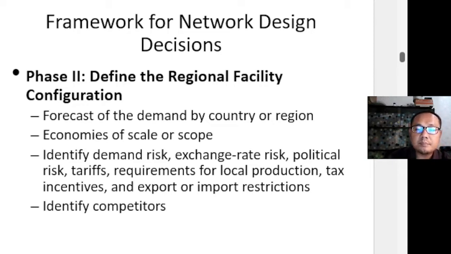So given available production technologies, if economies of scale or scope are significant, it may be better to have a few facilities serving many markets. For example, semiconductor manufacturers have a few plants for their global market. So given the economy of scale in production, if economies of scale or scope are not significant, it may be better for each market to have its own facility.